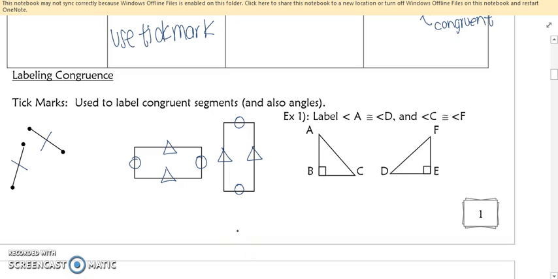Our other example deals with angles. So with this, we want to say angle A is congruent to angle D. So I'm going to say angle A has the same measure as D. That means they are equal. So maybe 30 and 30 degrees. Now angle C and angle F, angle C and angle F are the same.